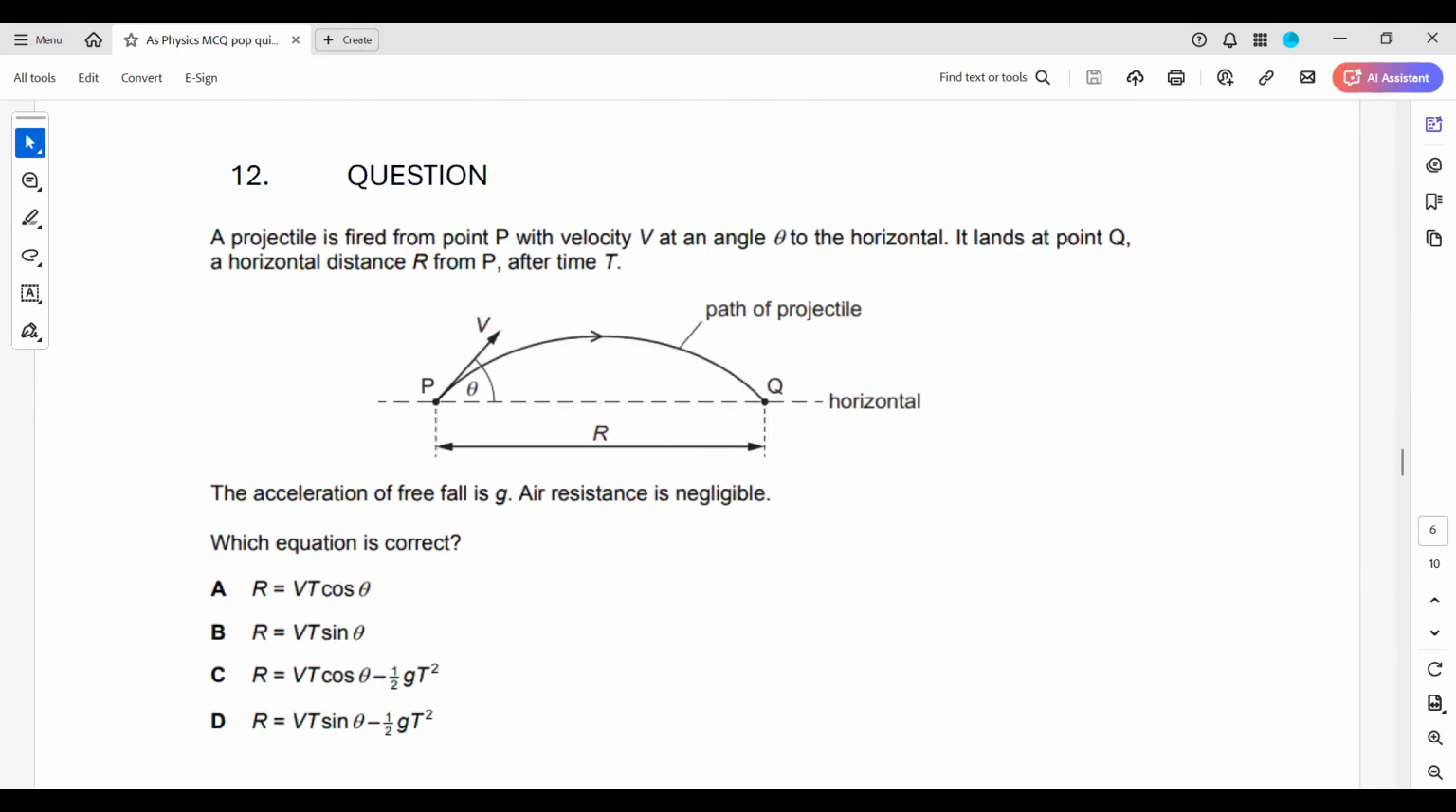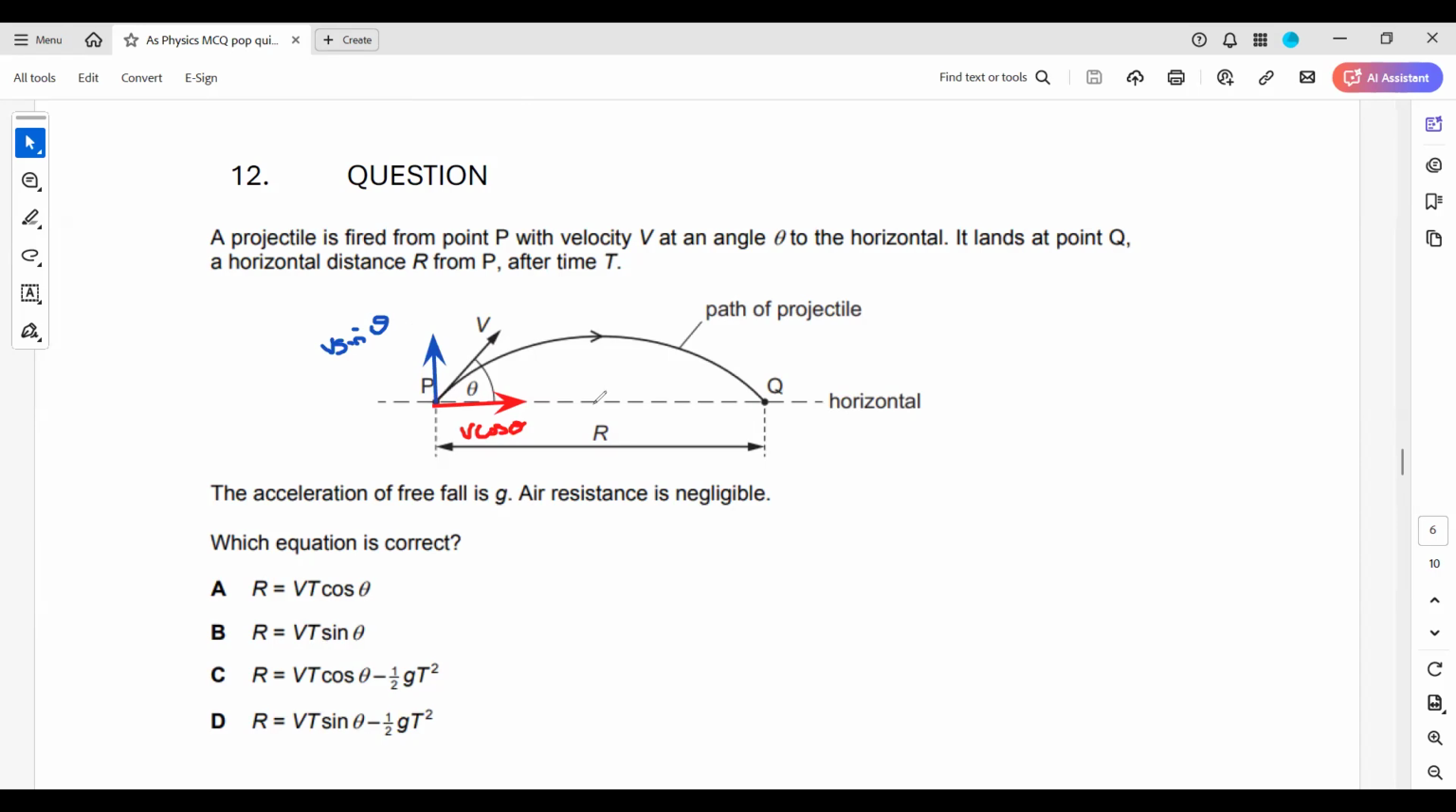Question 12 is actually related to a projectile motion, a two-dimension motion. So the motion will have two components, horizontal and vertical. If the velocity v is there, this v will have two components. One of the components is with an angle, which we call v cosine theta. The other is the vertical component, which is v sine theta.